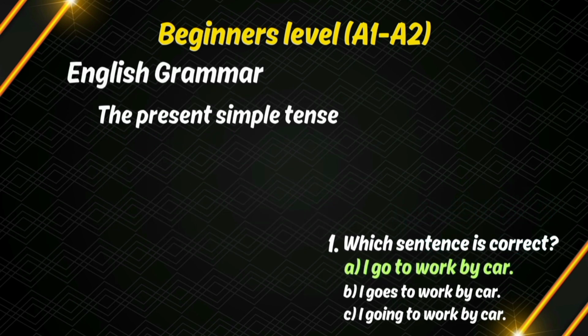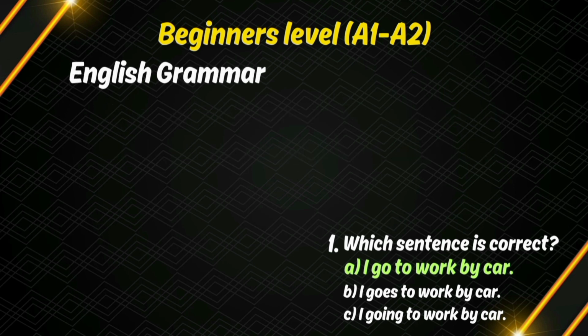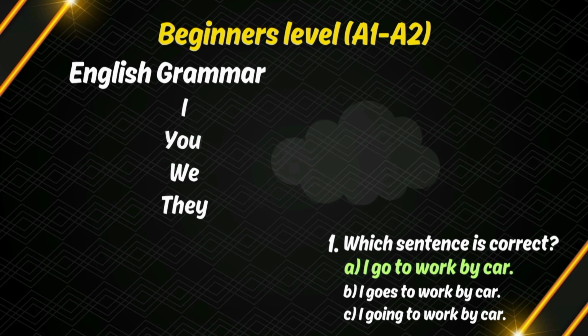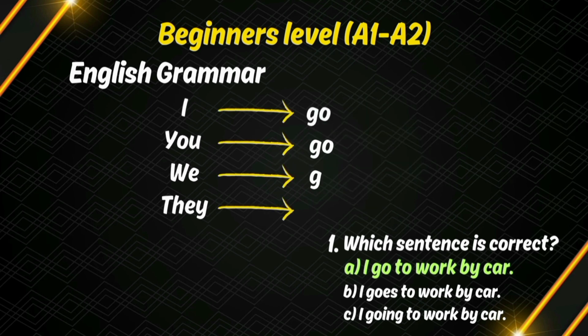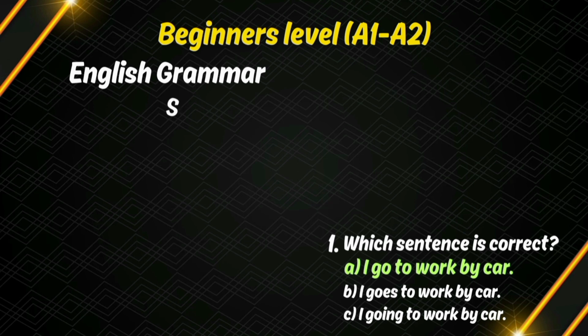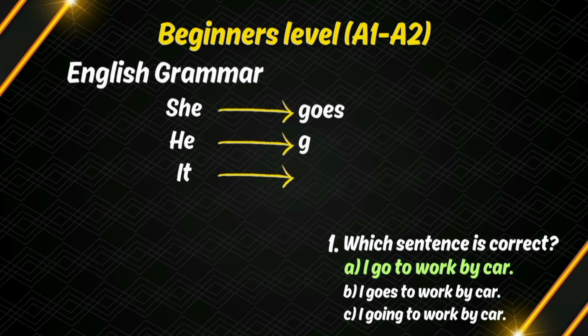In English grammar, the present simple tense is used to express routine actions, habits, or general truths. When the subject is I, you, we, or they, the base form of the verb is used without any changes. For example, I go, you go, we go, and they go. When the subject is she, he, or it, the base form of the verb is used with the addition of es or s in the present simple tense. For example, she goes, he goes, and it goes.